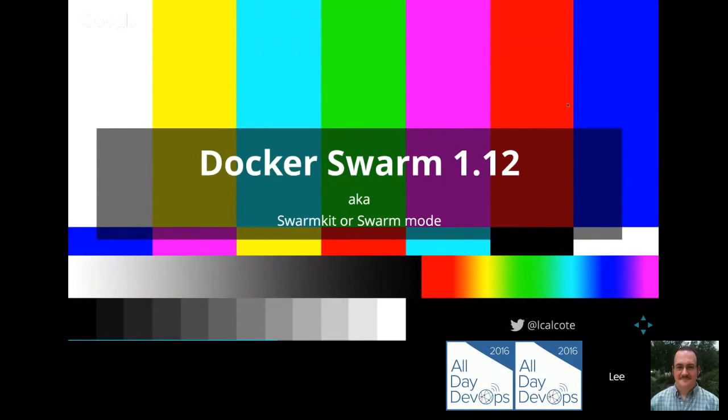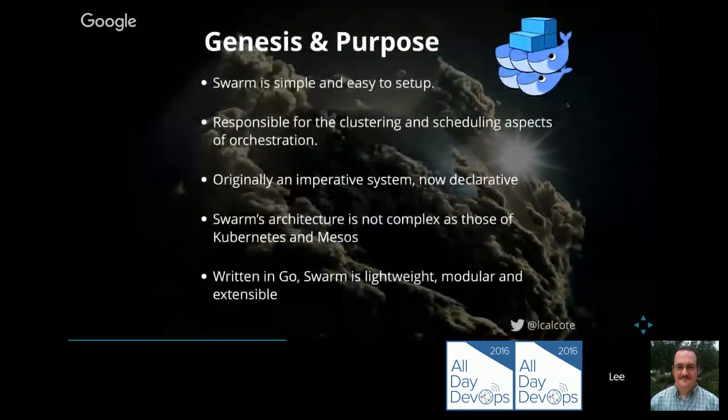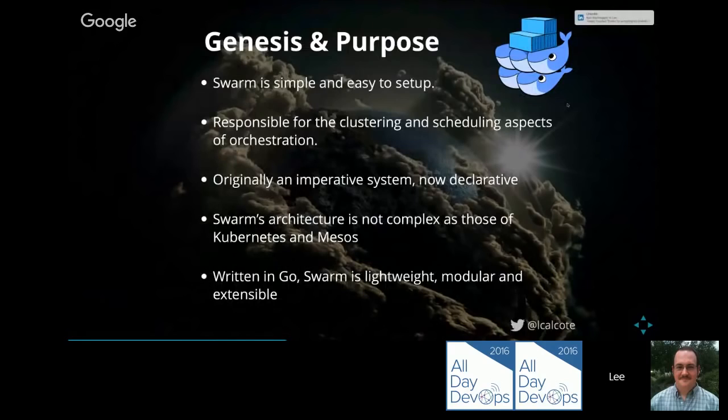You're going to see some notes in here about Swarm standalone, which was what you would have had with Docker 1.11 and prior. Going forward, there's a push to go to Swarm mode, so it's 1.12 and after. That said, Swarm was created to be easy to use. It was originally an imperative system, now declarative through the use of specification, Dockerfiles and Compose files again.